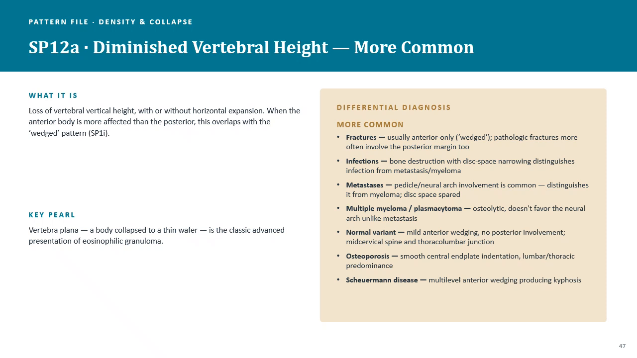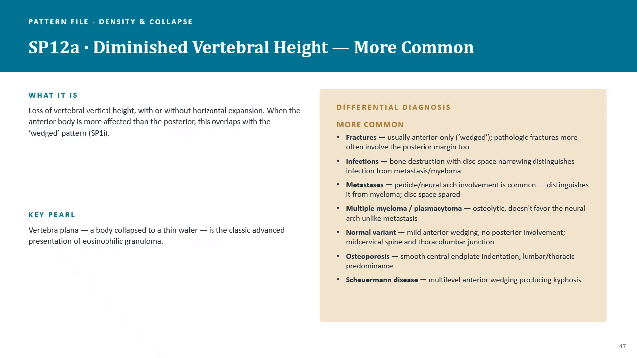So when we see decreased vertebral height, it's not always going to point to a fracture. Some of the things they're going to want to know is: is it just one vertebra or more than one vertebra? They're also going to want to know if it is completely flattened or if it's wedged. And they're also going to look to see if there's any disc space involved in that loss of vertebral height.